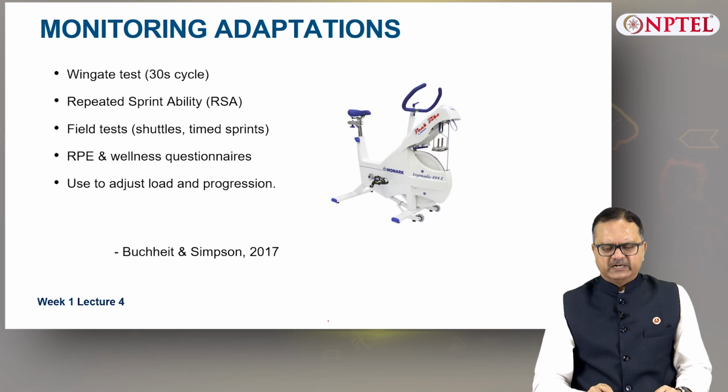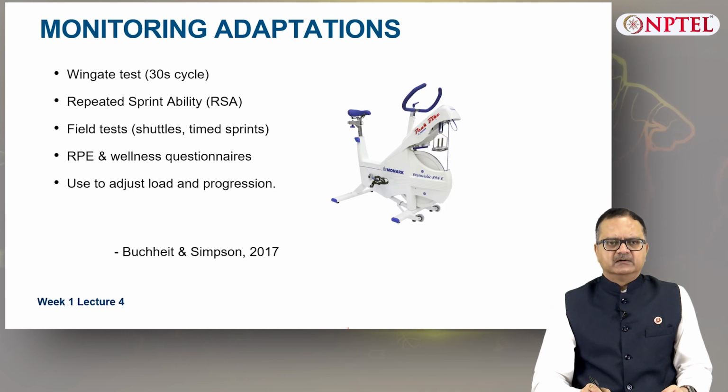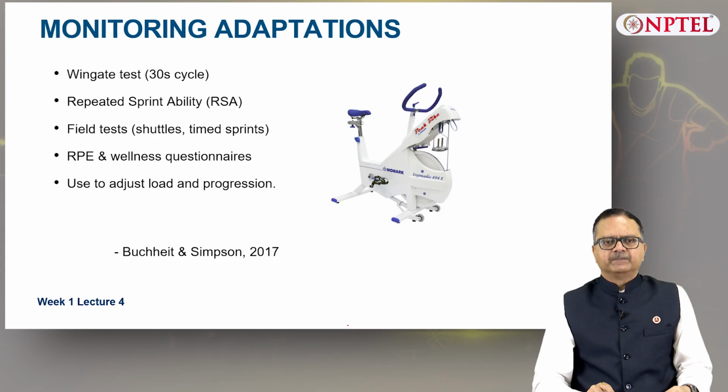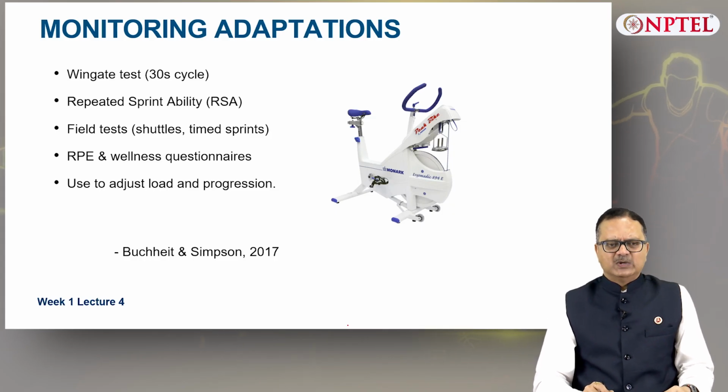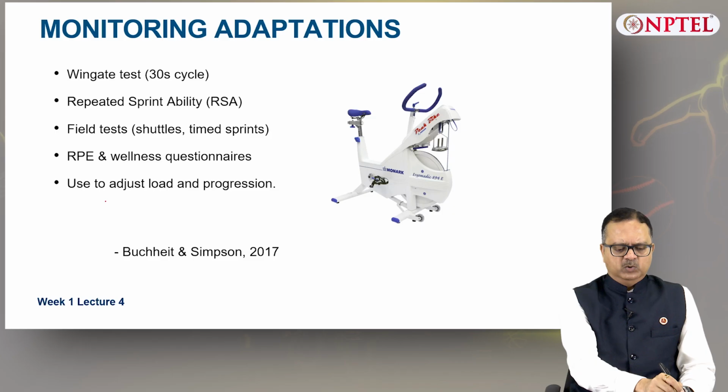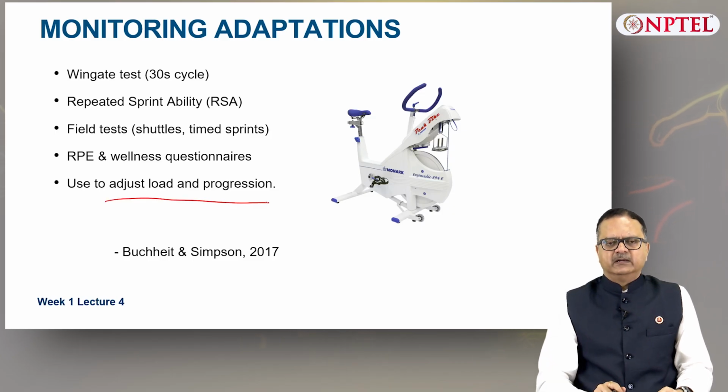How do you monitor these adaptations? You monitor these adaptations by lab tests such as the Wingate cycle test or field tests such as repeated sprint ability, shuttles, timed sprints. You can also use questionnaires such as RPE and wellness questionnaires, and all these methods are useful to adjust the load and progression.